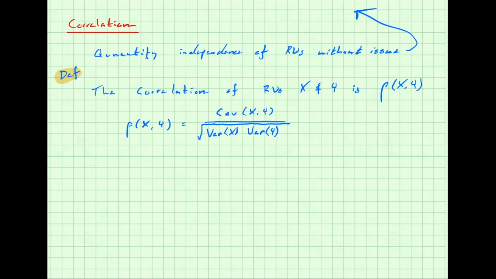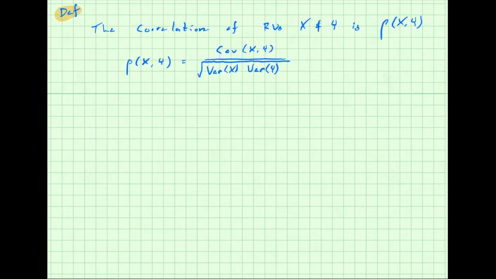And so having that square root down there will fix our problem with units, so that if you change the units of x and y, you will change the value of the covariance, but you'll also change the values of the two individual variances by the same amount. And so you won't change the correlation. So it's dimensionless in that way. So that's nice.